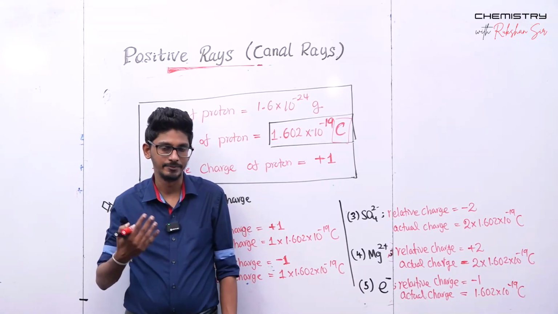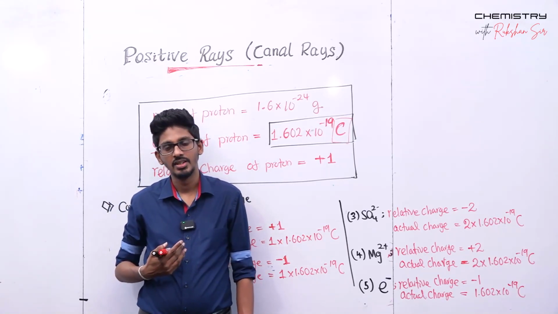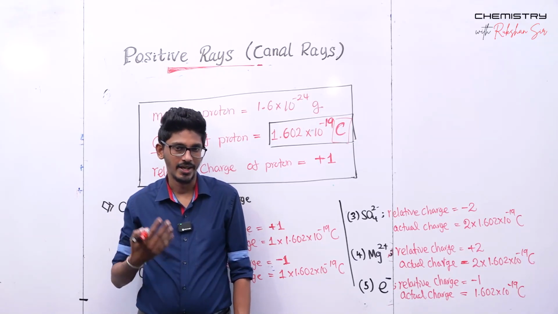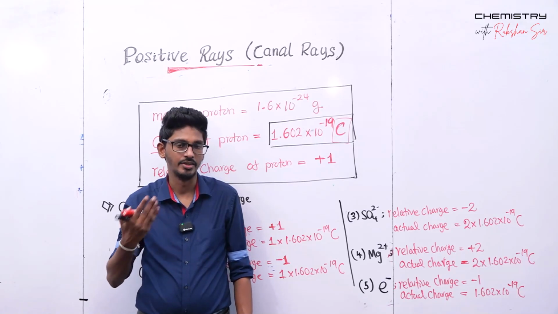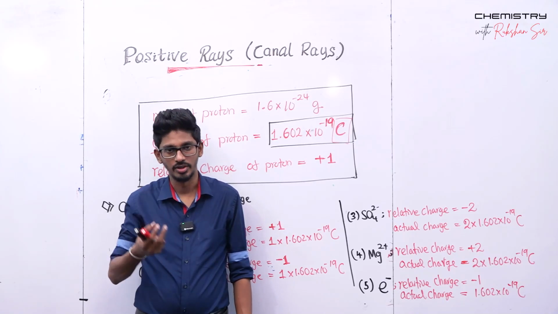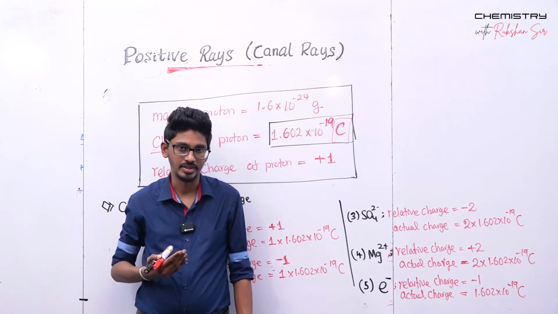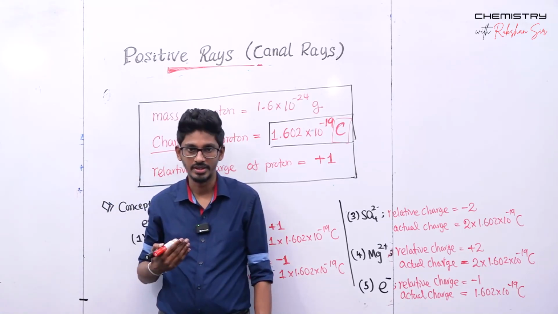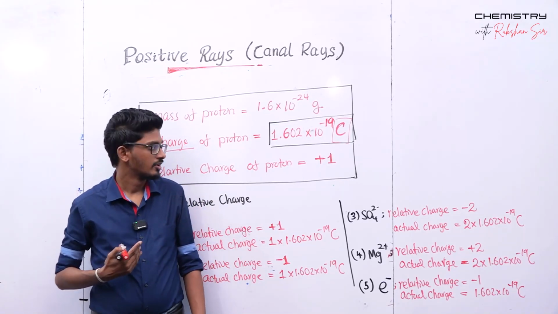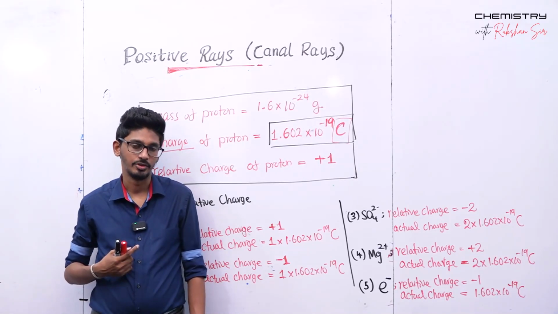The first experimental setup came from Eugen Goldstein. And the proton was confirmed by Ernest Rutherford, as the hydrogen's positive rays came up with the greatest e/m ratio and the smallest mass. So the proton is confirmed by Ernest Rutherford through that experiment. The proton's properties were discussed, and that is all we need to know about the positive rays.